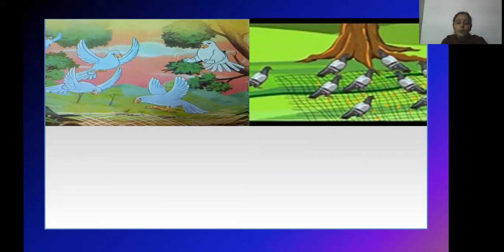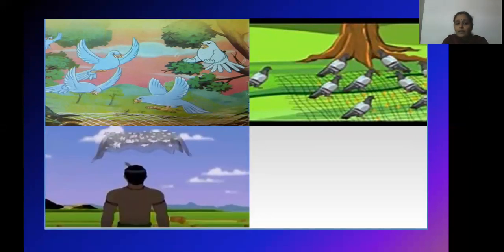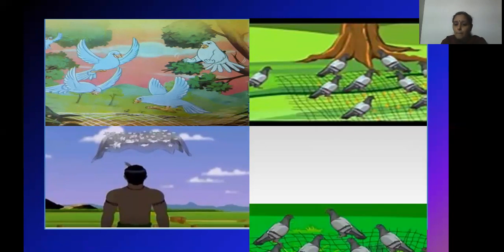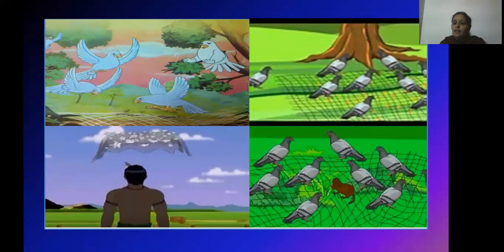Then what happens once they are caught in the net? They repent. They know that they were wrong. They say sorry, and then they all together take the net and fly away. And where do they go? We saw that they go to the mouse, right? And the mice bite the net and set them free. This is the outline. This is what we understood from the story. Now let's frame it into sentences and form a story.